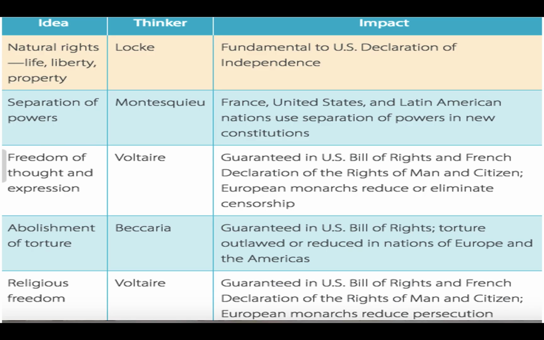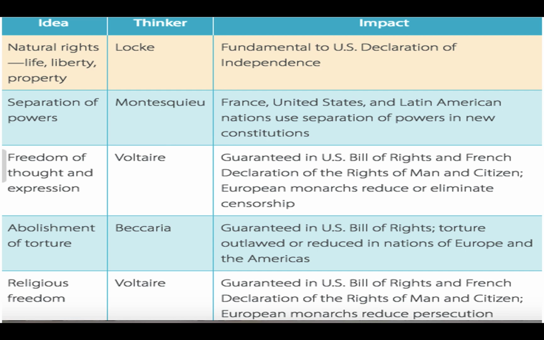Right, so this chart here is kind of a helpful way to organize these things. Again, natural rights, life, liberty, and property, John Locke. That's fundamental to the U.S. Declaration of Independence, right? When Thomas Jefferson writes the Declaration of Independence, he's using Locke's ideas to justify why the colonies are separating from Great Britain. Montesquieu, right, with the separation of powers, again, that's what the United States does in its Constitution.